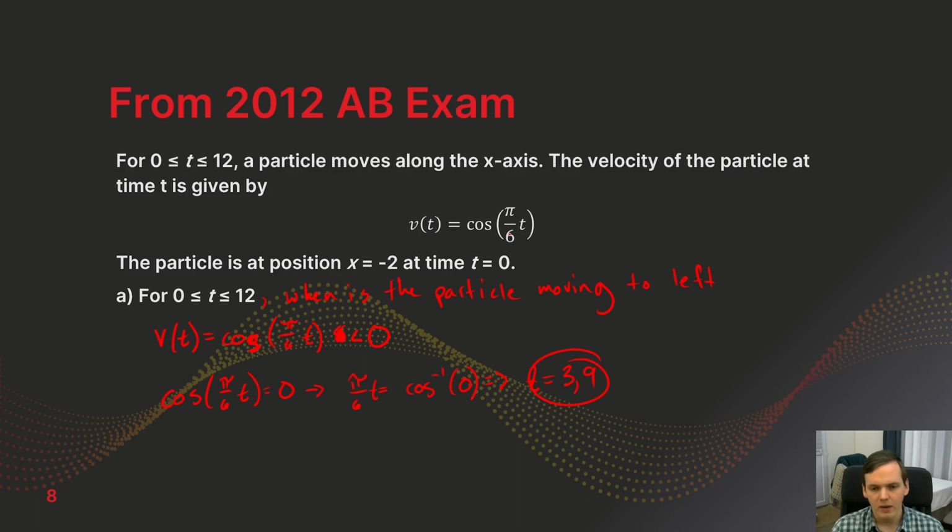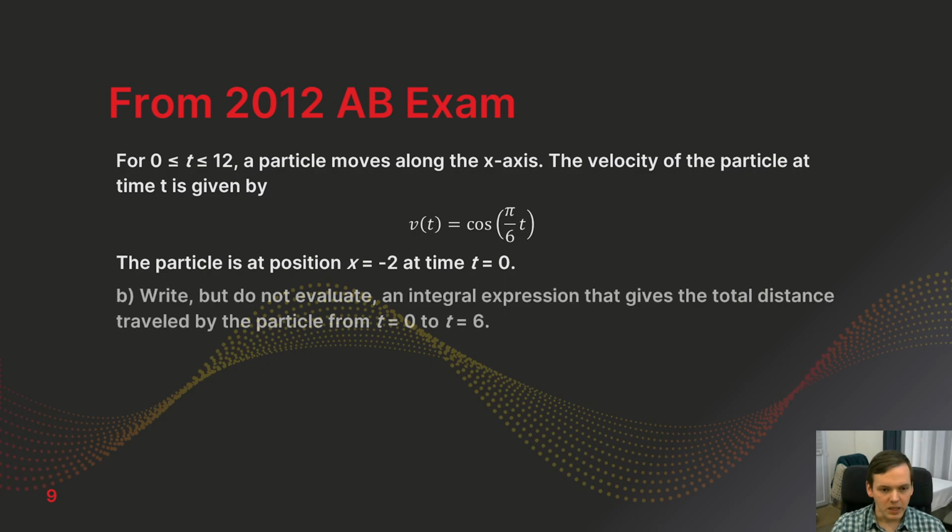Then we just look at what values of cosine are negative. We know that cosine starts positive at 0 and then goes negative at pi over 2 here. And when we plug in 3, that's pi over 2. So we know that it's between 3 and 9 that we have this negative on our curve. Therefore, 3 < t < 9 is our interval where the particle is moving to the left, because that's where v of t is equal to a negative value.